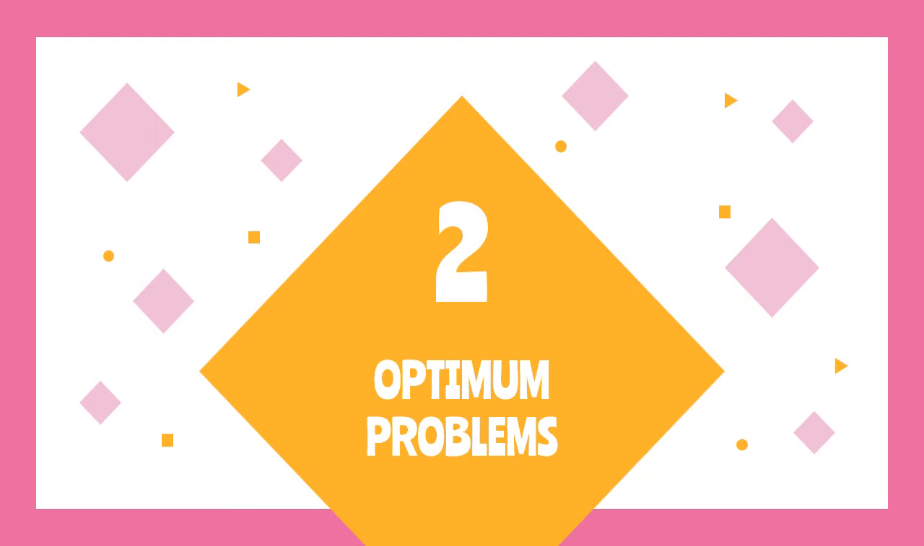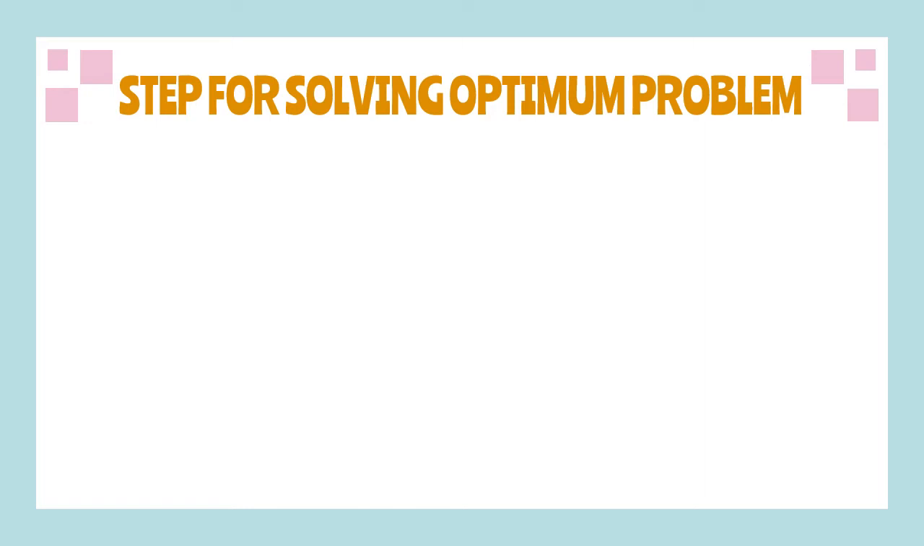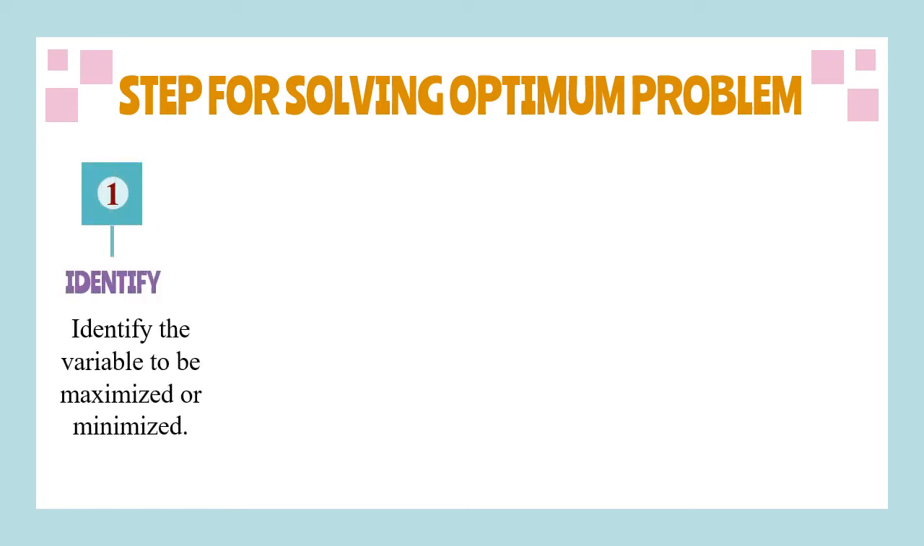The last part of this lecture is optimization problems. To solve an optimization problem, these are the steps that we can use. The first one is to identify the variable to be maximized or minimized. So what is our target? We need to identify it first.